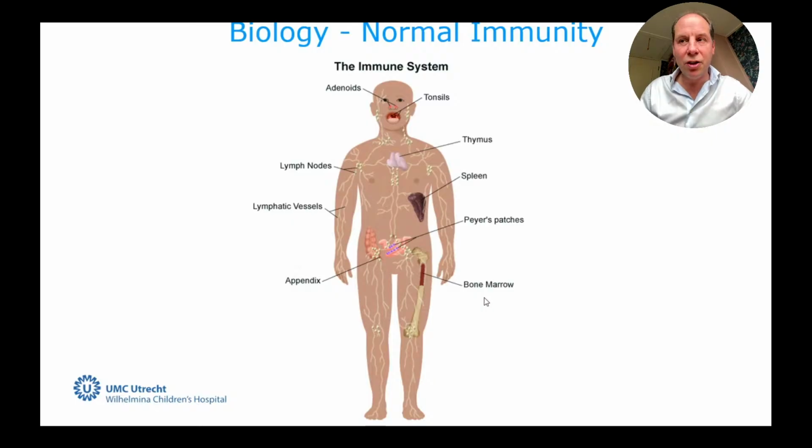And we all know the tonsils and the adenoid, but we have also, when we have an infection, a lymph node may enlarge in your neck in response. And that's caused by multiplication of the immune cells in that lymph node, responding to an infectious threat.